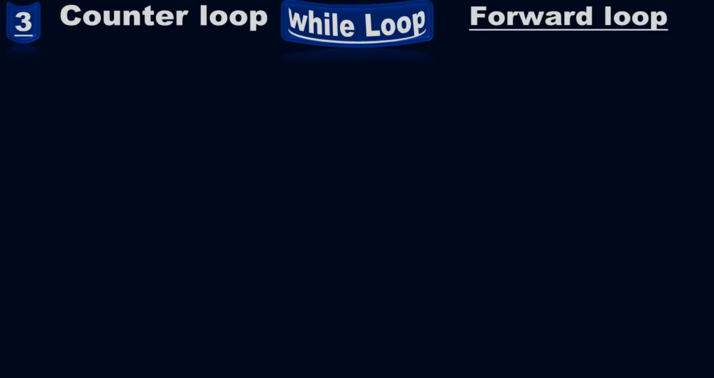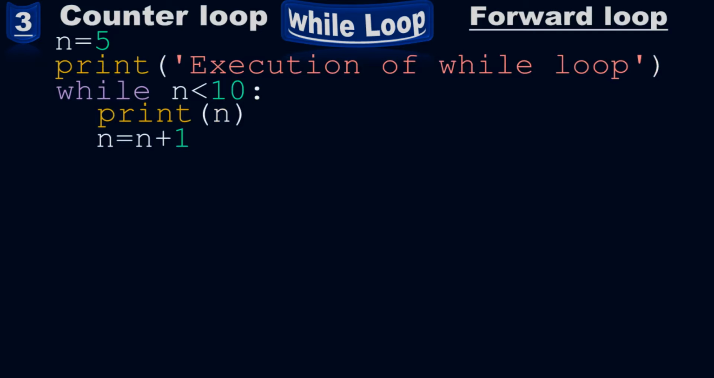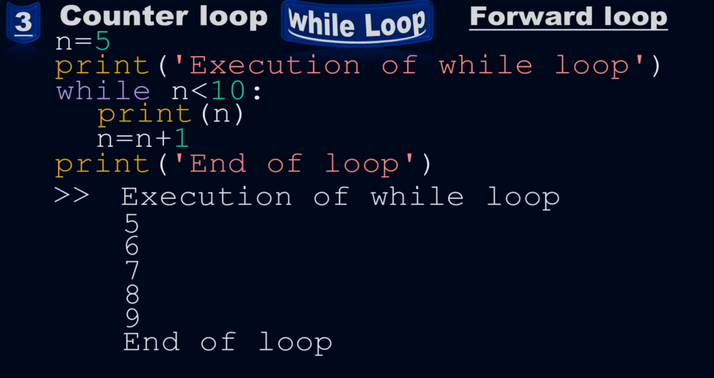Example number 3. n equals 5. Print "execution of while loop". While n is less than 10, print n, n equals n plus 1. Print "end of loop". When you run it, you will get this output. This is the answer. Look at here, initially n is set to 5.